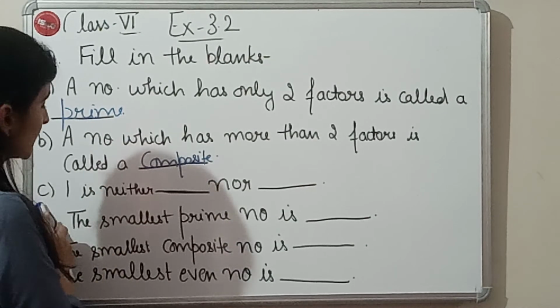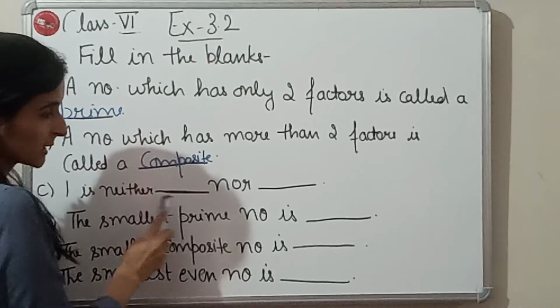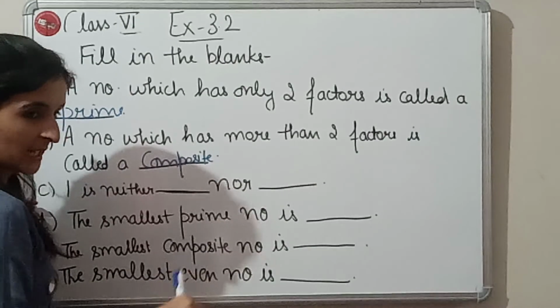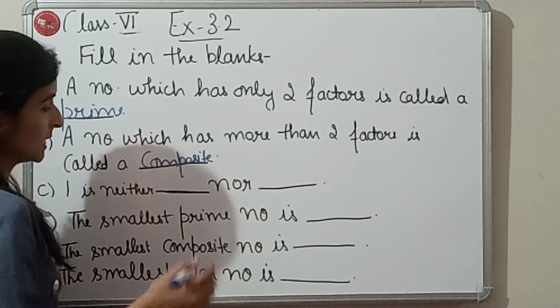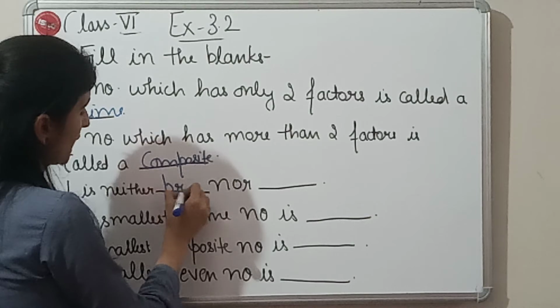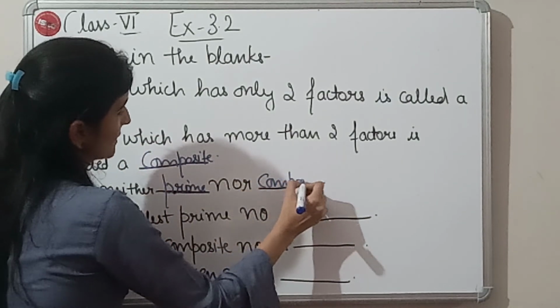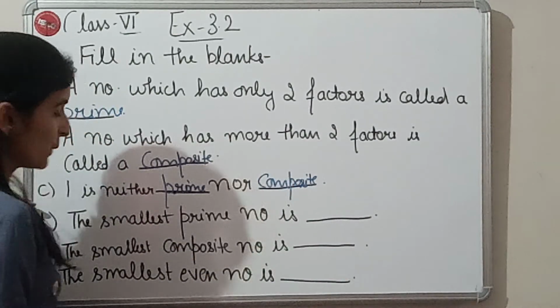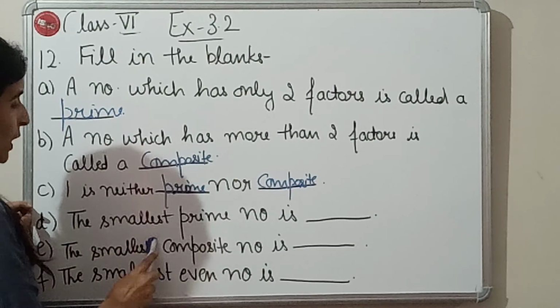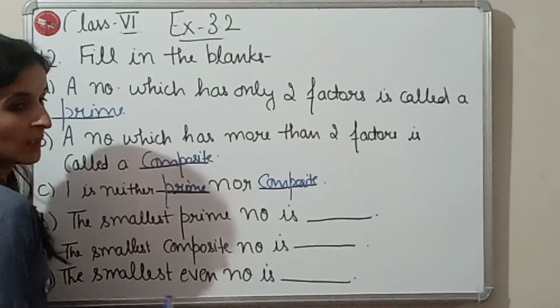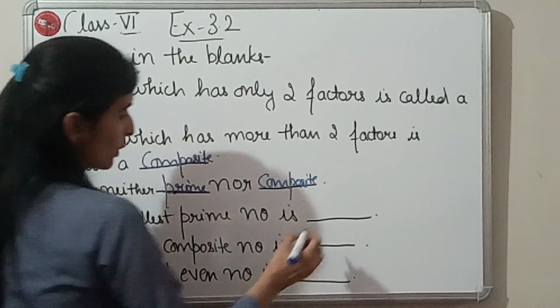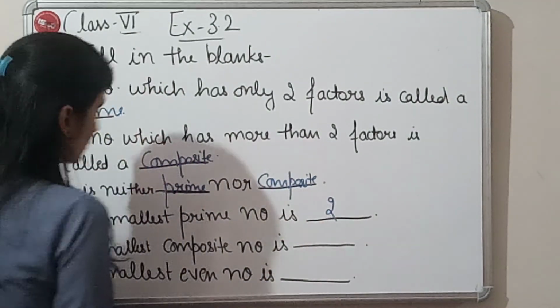Next, C. One is neither dash nor dash. As I have already discussed, 1 is neither prime nor composite. Next is the smallest prime number is. Which one is the smallest prime number? The smallest prime number is 2.